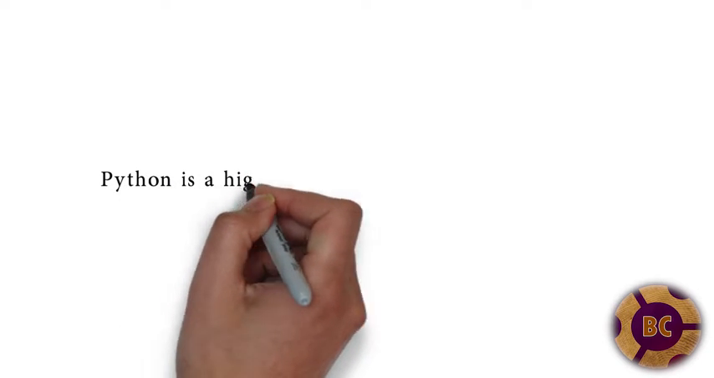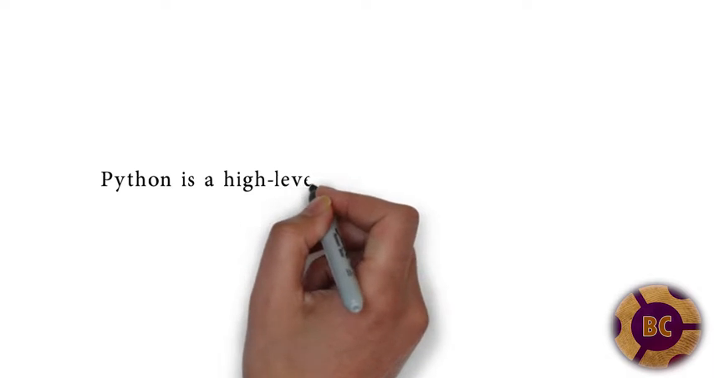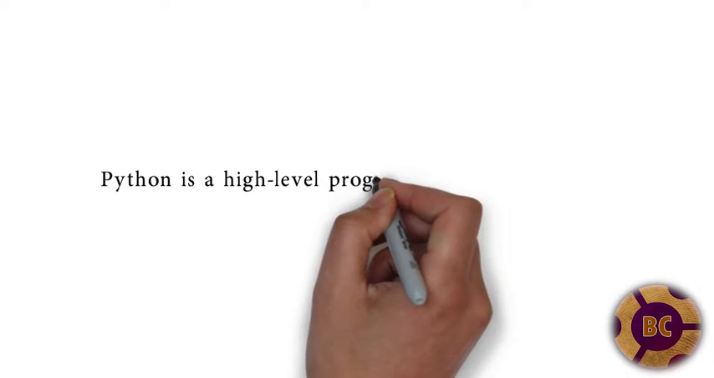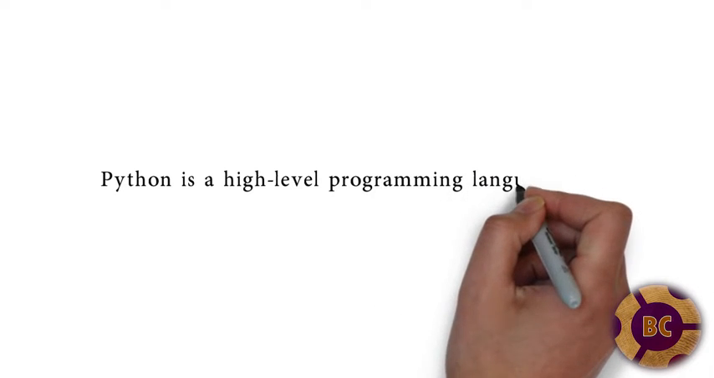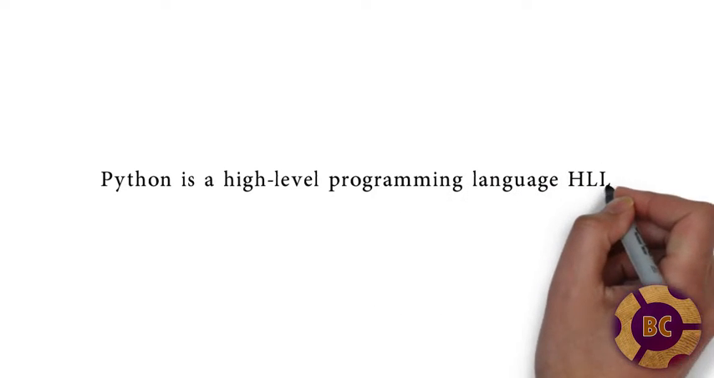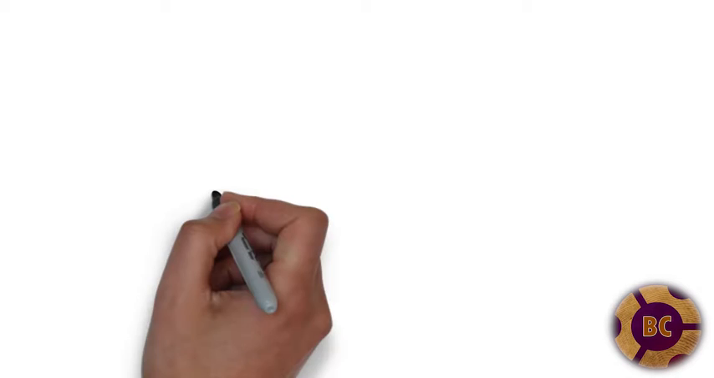Okay, what does high-level programming language mean? Briefly and simply, in a high-level programming language, you just focus on what you write. You don't need to focus on how you write it. You can learn more about high-level programming languages on the internet.